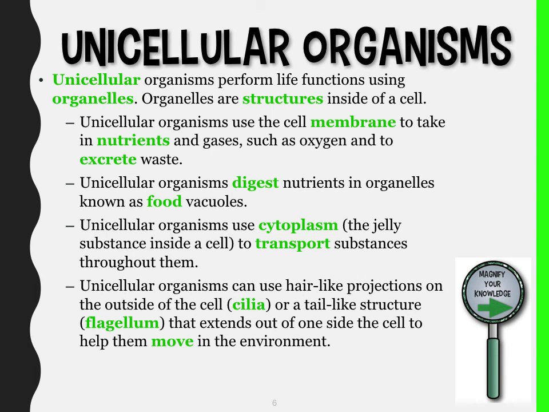They use cytoplasm, or a jelly substance inside of a cell, to transport substances throughout them. And they can use hair-like projections on the outside of the cell that we call cilia, or tail-like structures that we call flagellum, which extend to one side of the cell, and those organelles, cilia and flagellum, help them move in their environment. Let's magnify our knowledge and move on.